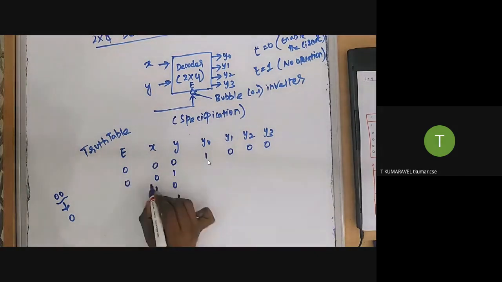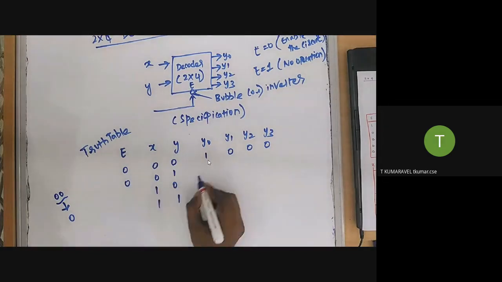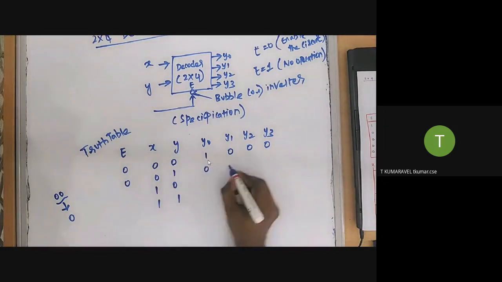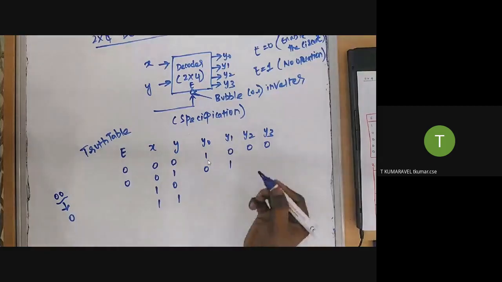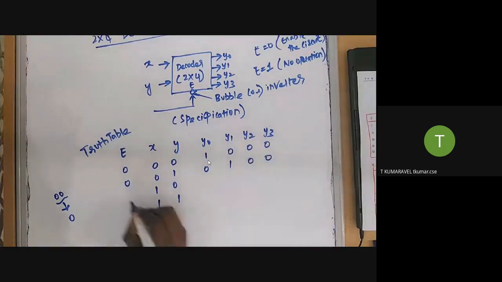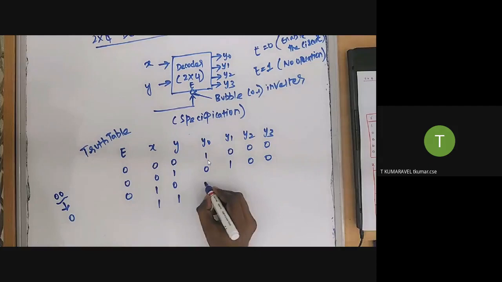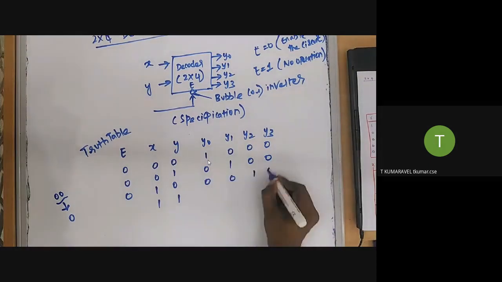Similarly, I take the input combination 0 1, which is nothing but 1. In that case it enables output line Y1 alone. Similarly for the rest of the cases.